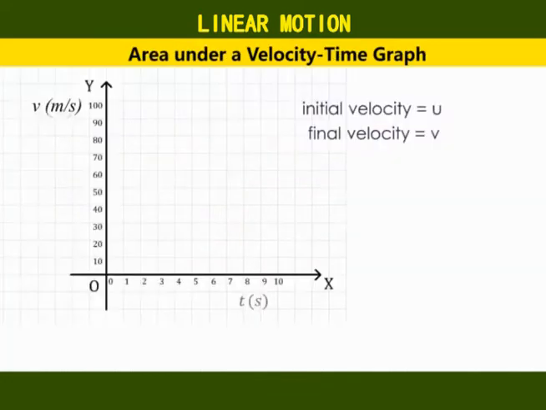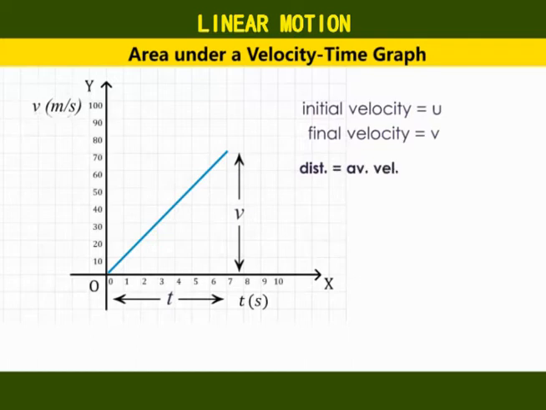Right, let's talk about the area under a velocity time graph. Now consider a body starting from rest and moving with a constant acceleration for time t seconds. The velocity time graph will look like this. If the velocity of the body after t seconds is equal to v meters per second, then the distance traveled will be equal to the average velocity times time. Average velocity is given as the initial velocity plus the final velocity over 2. Since the body started from rest, the initial velocity will be 0.